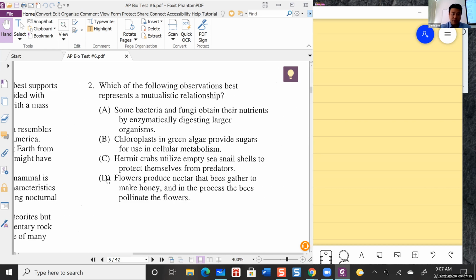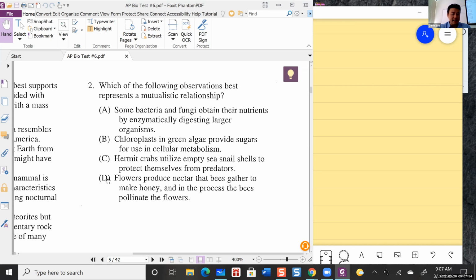So that's easy. Number 2, which one represents a mutualistic relationship when both are benefiting? Now, if you look at, A is not a mutualism. If you eat others, this is predation, yeah? Okay. B, algae provide sugar for use in cell respiration. This is not a mutualism because you're not involving another organism, right? So the answer is D.